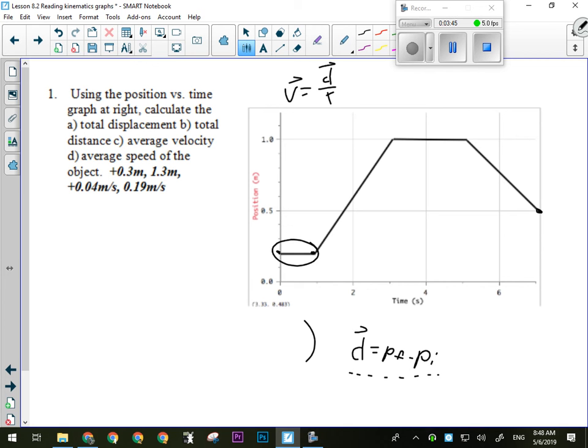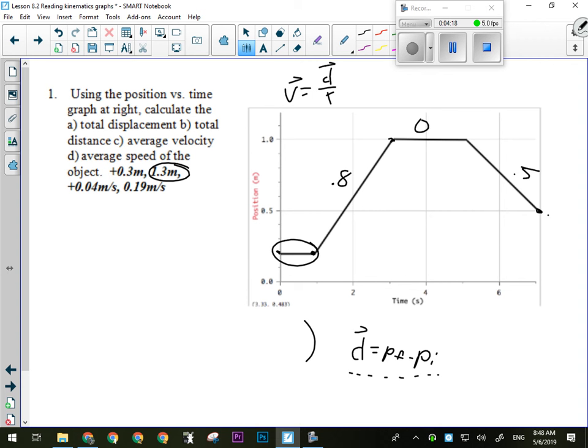Okay, in this part of the graph, we go from 0.2 to 1. So the distance traveled in that part is 0.8. Okay, how far does it go in the flat part? None. All right, so we got a 0 there. And then it goes from 1.0 back to 0.5. Okay, since distance does not require direction, it's a scalar quantity, I just add these two numbers together and my total distance ends up being 1.3 meters. Okay, everybody all right with that?